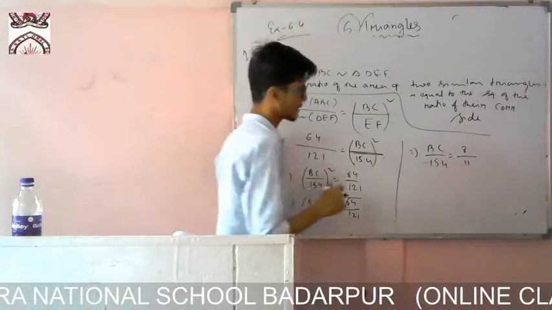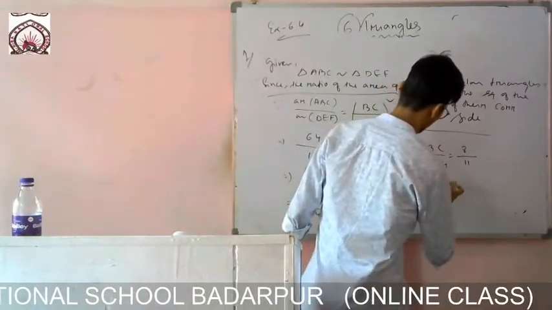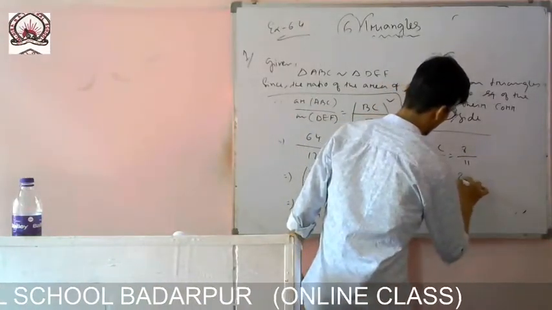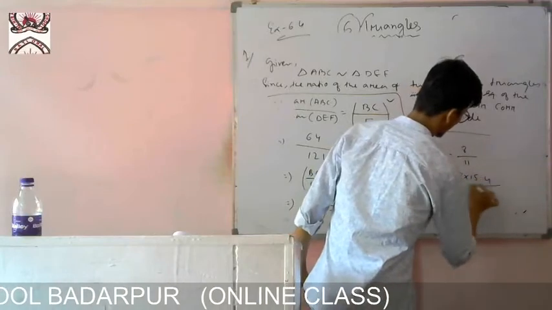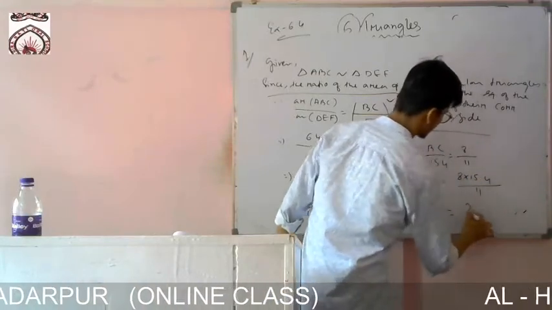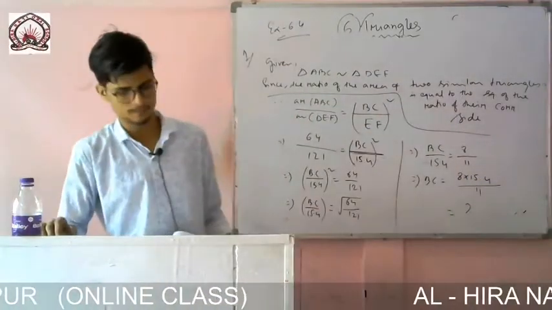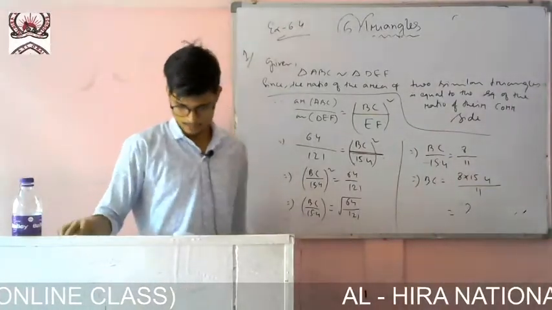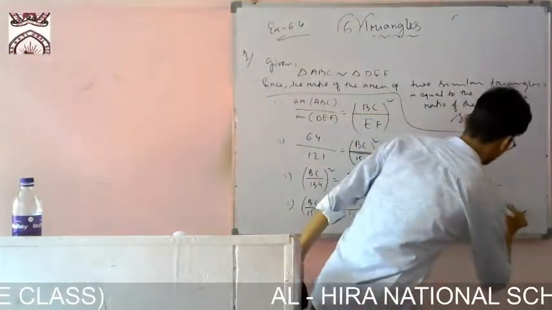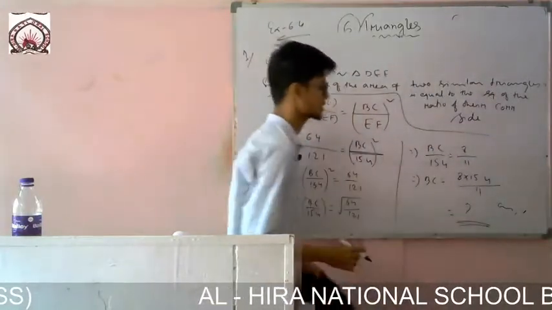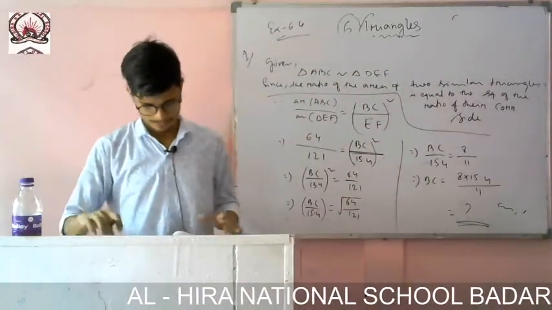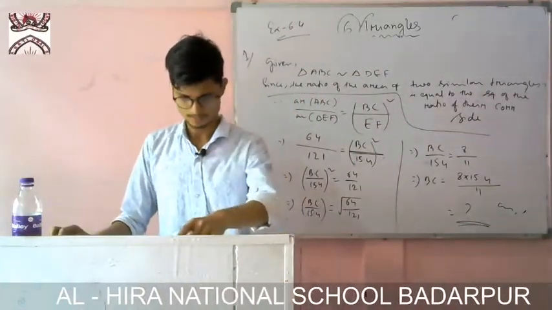Now if you multiply 8 into 15.4 by 11, you find the answer and you write it. You just multiply it and you will get the answer. The unit will be, what is it? Centimeter. The unit will be centimeter. You try to find this one, just multiply it and you will get the answer. I am not calculating, it will consume time.